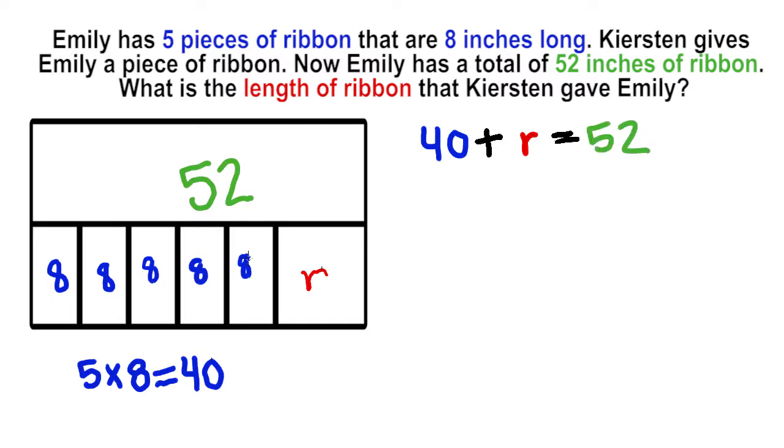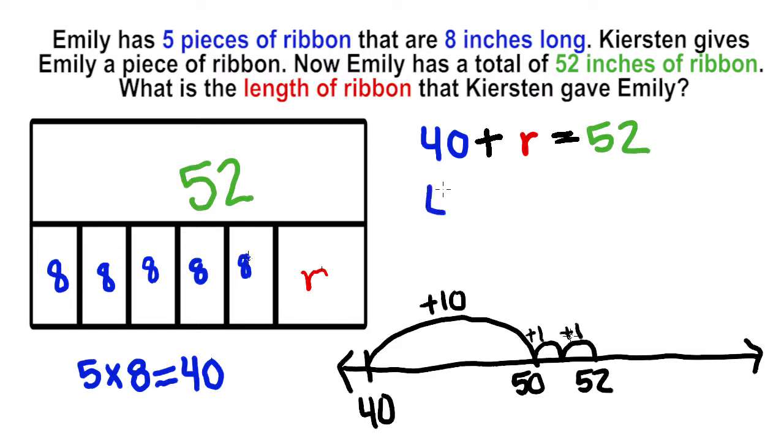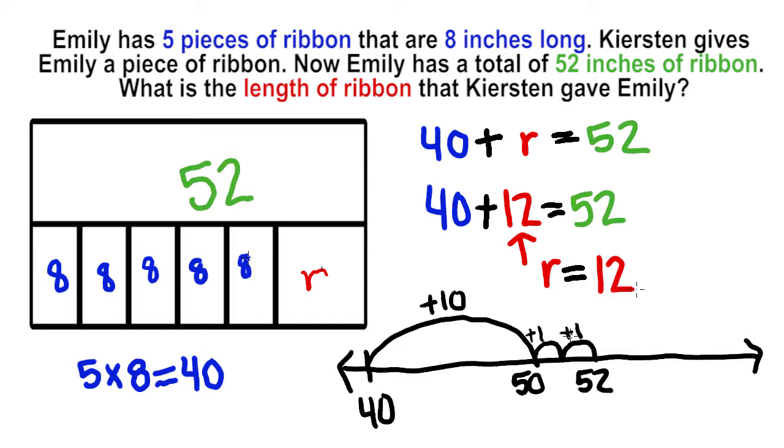If I am unsure of the answer, I can draw a number line to find how many jumps I take on a number line to get from 40 to 52. I can do 1 jump of 10 followed by 2 jumps of 1 to total 12. So 40 plus 12 equals 52. I now know that R equals 12. Kirsten gave Emily 12 inches of ribbon.